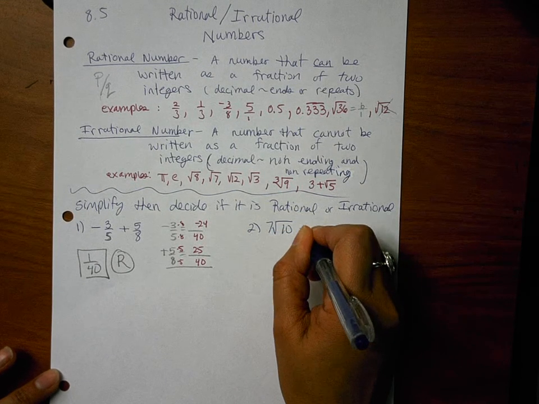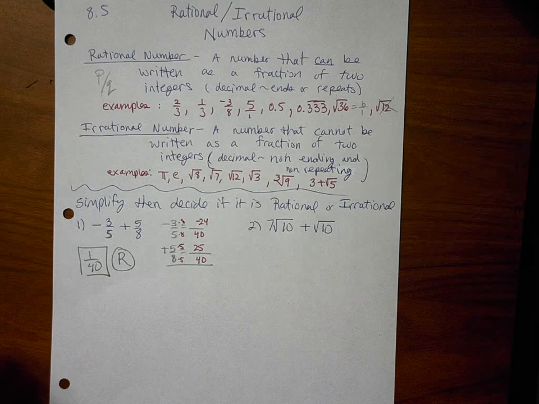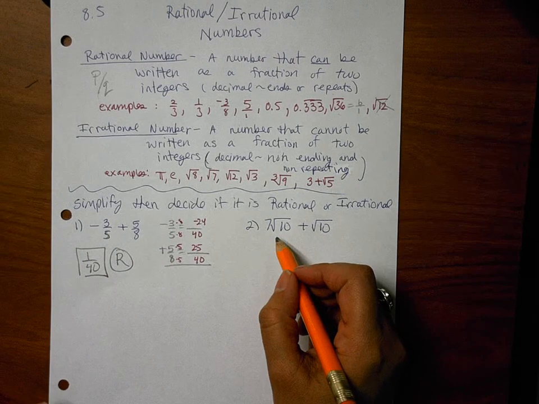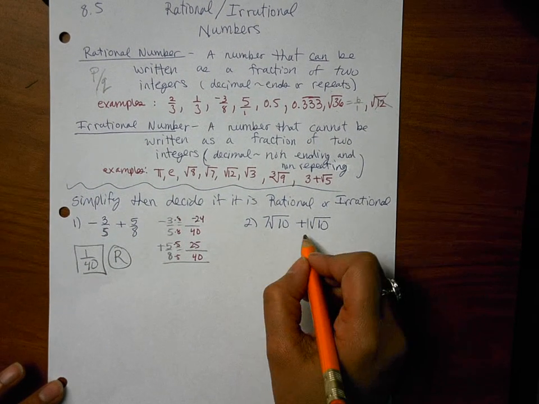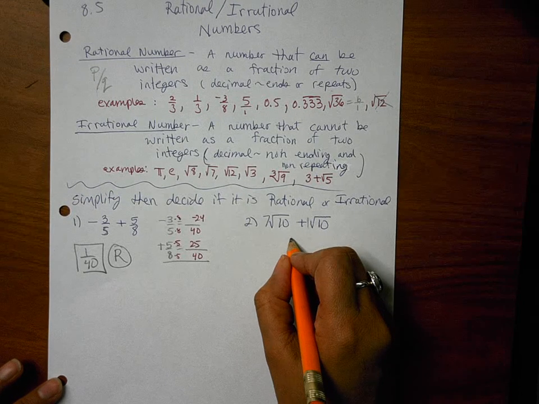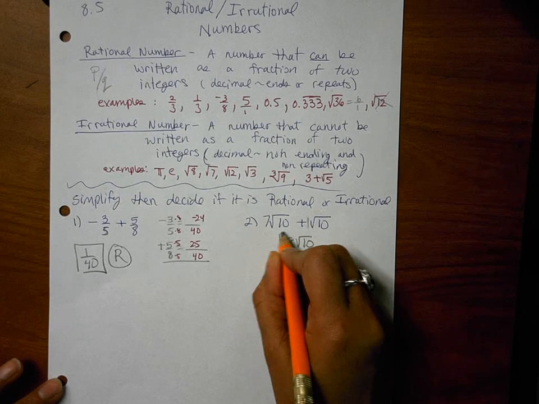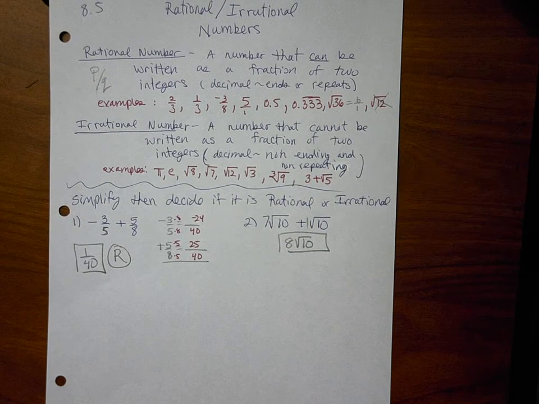7√10 plus √10. We've done this before. Remember, treat them as adding variables. 7x plus 1x. There is a little 1 there that we don't see. 7√10 plus 1√10 is 8√10. 10 is not a perfect square, so it's not going to go away. It's going to stay there.